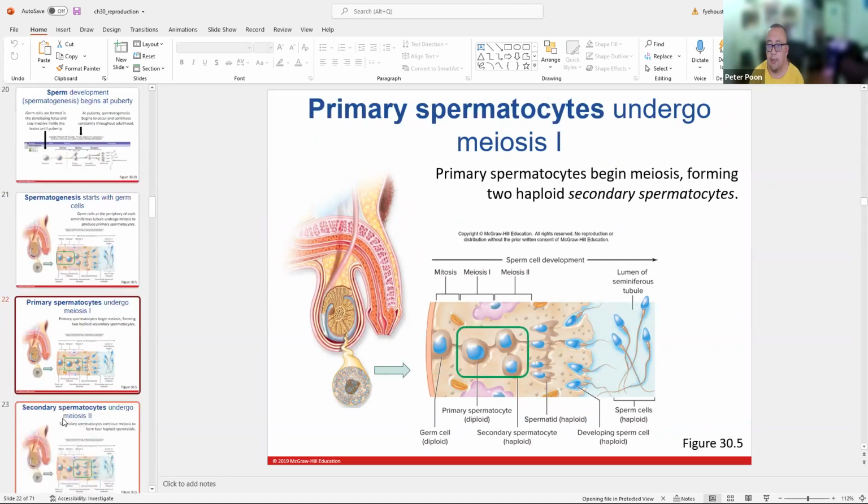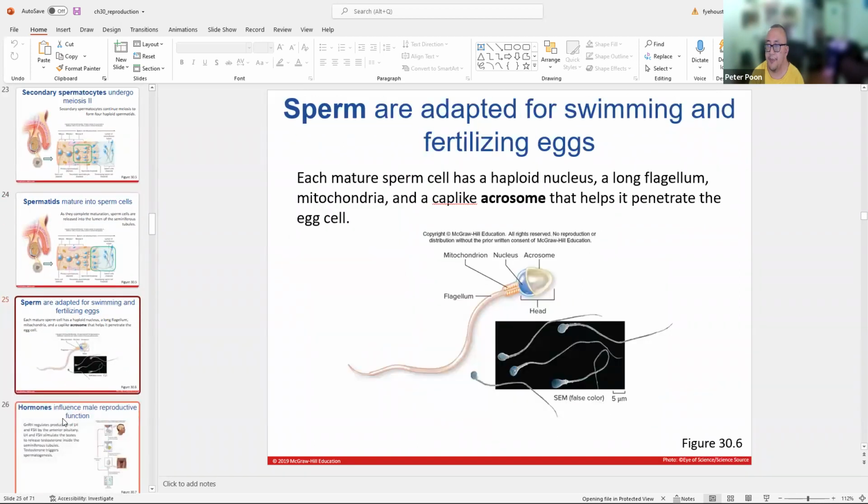We'll skip primary and secondary spermatogenesis. Each mature sperm has a flagellum right here, a bunch of mitochondria here, a nucleus here, and a chromosome here. The whole purpose is to get the chromosome to the egg. The acrosome has a bunch of enzymes for breaking down the egg, and to penetrate the layers of the egg, it uses these enzymes on the surface here. The whole name of the game is to get the nucleus inside the egg.